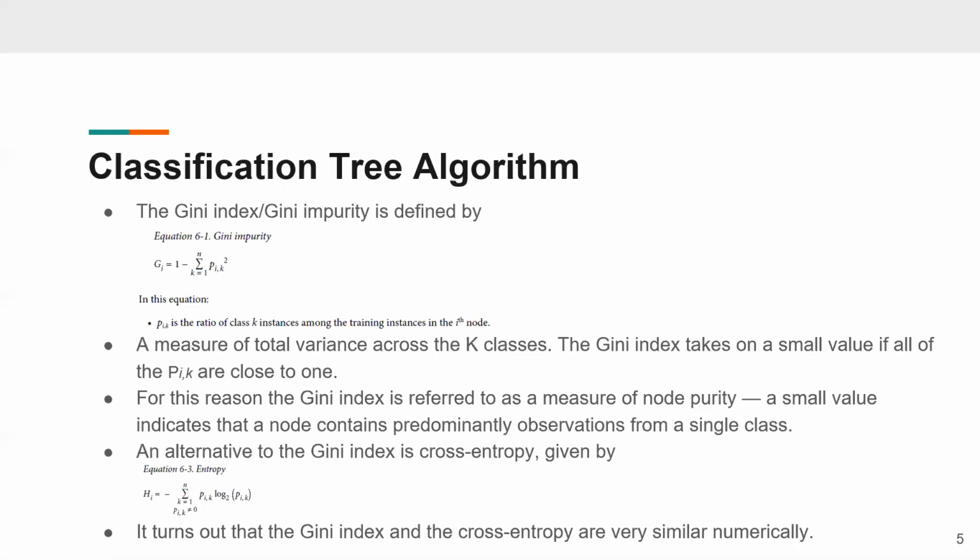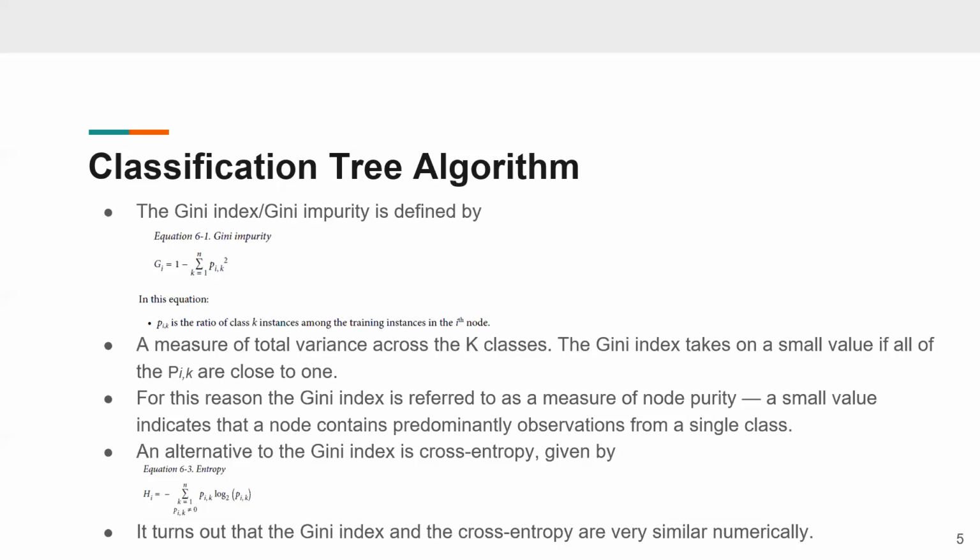And then if you use this instead of G in your cost function, that would be an alternative way. It turns out that the Gini index and the cross entropy are very similar metrics numerically, so you could use either one of them. The majority of people use the Gini index. So this is something you should pay attention to.